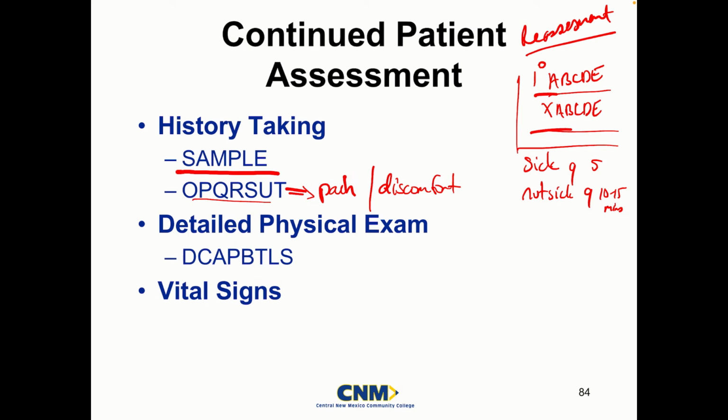Another tool that we can use as an acronym to help us determine a detailed physical exam, especially when we're looking at patients that have trauma, is DCAP-BTLS. So another acronym that has a letter that stands for each individual topic that we're assessing. And this basically tells us the type of injuries that we're looking for in medical terms.